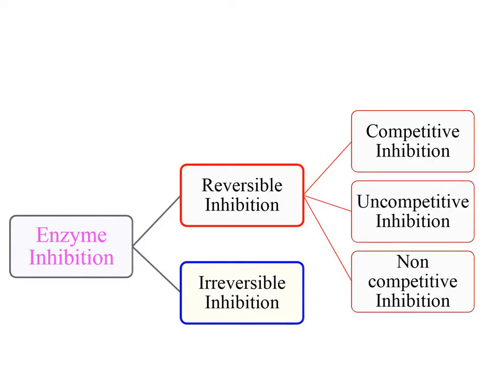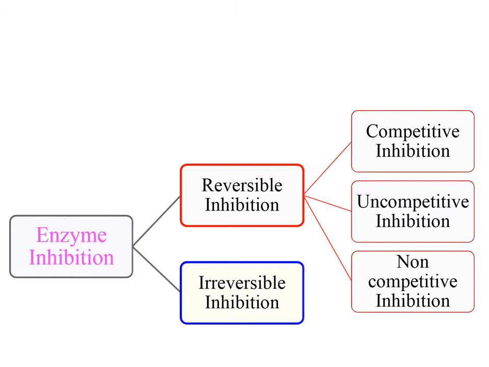Enzyme inhibition can be separated into reversible inhibition and irreversible inhibition. Irreversible inhibition, once it is activated, it can't be stopped. Versus reversible inhibition, once it occurs, it can be stopped. Reversible inhibition is separated into competitive inhibition, uncompetitive inhibition, and non-competitive inhibition.